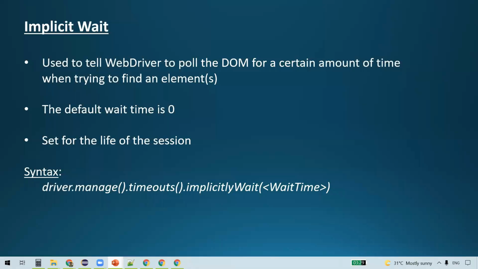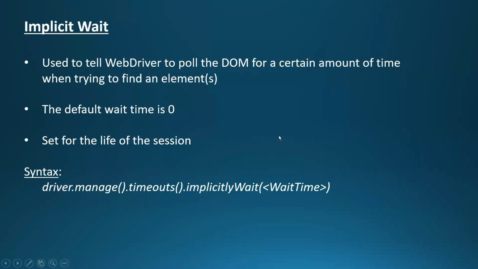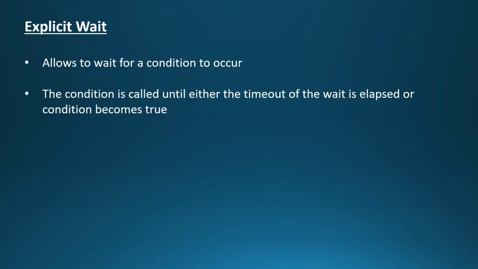Now let me go back and let's learn about explicit wait. So there is a second type of wait called explicit wait. Explicit wait allows us to wait for a condition to occur, and the condition is called until either the timeout of the wait has elapsed or the condition becomes true. So explicit wait, as we have seen, implicit wait had a timeout, right? A maximum timeout. So we'll also be having this timeout in this explicit wait as well. Along with that, we are going to have some condition here. We are going to wait for some condition in explicit wait.